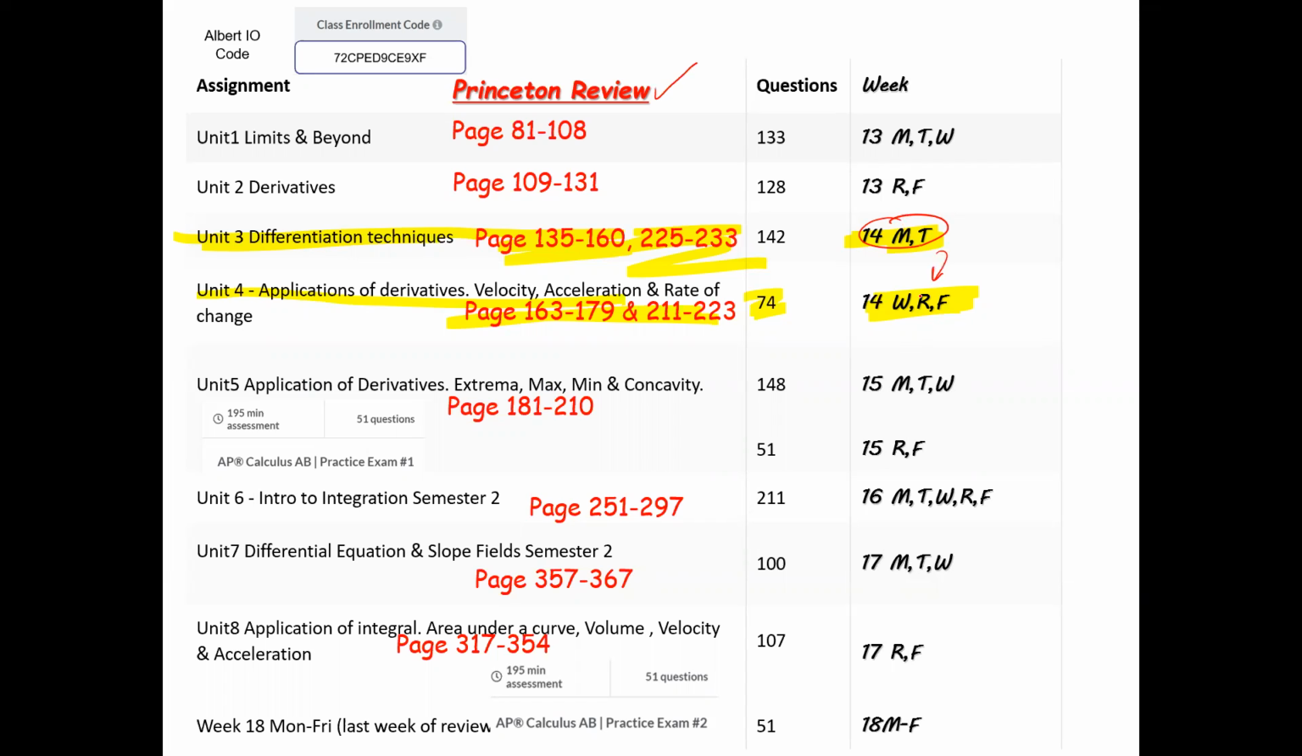Make sure you're really reading the Princeton review, which is important, especially if you're not understanding how to do the questions with Albert I.O. And then we'll finish up these 2 units, unit 3 and 4, applications of derivative velocity, acceleration, rate of change, by Sunday, week 14 at 11:59 p.m. And then after that, we're going to start off with unit 5, which is on derivatives, maximum, extrema, concavity, and then finally we'll end up next week with your first exam on the AP practice exam for the first one.